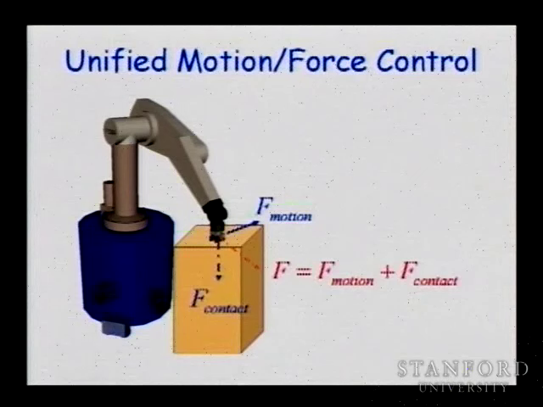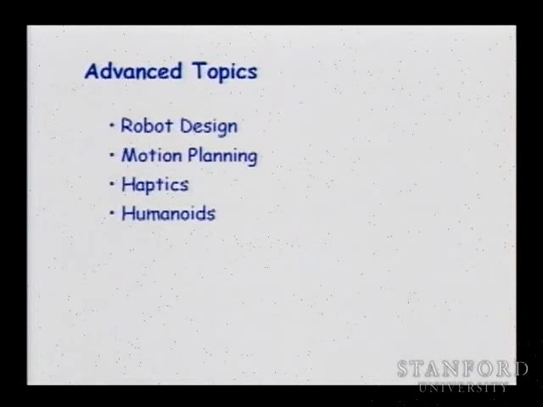And what is nice is that if you do this in the Cartesian space or in the task space, you will be able to merge the two forces together to control the robot directly to produce motion and contact.